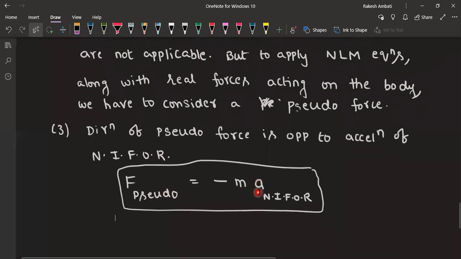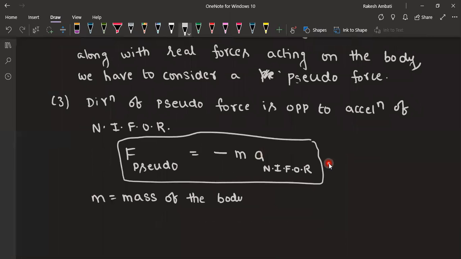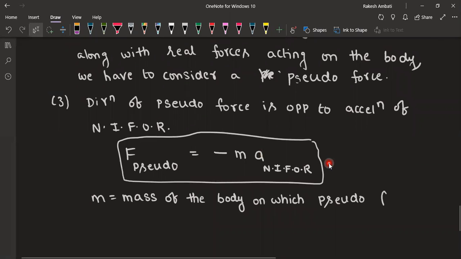Write down the point if you have any doubt. m equals the mass of the body on which pseudo force is acting.